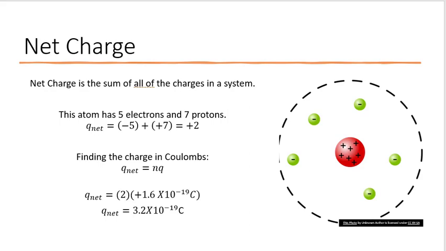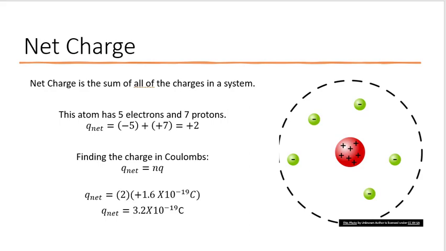To carry that a little bit further, we have the idea of net charge. Net charge is the sum of all of those extra charges in a system, so you add them all up. If we consider the system here, a tiny little atom, this atom has 5 electrons and 7 protons. To find the net charge, we just add them up: -5 plus +7, and we end up with +2. So that is our quantized amount of charge, +2. We have 2 more protons than electrons.